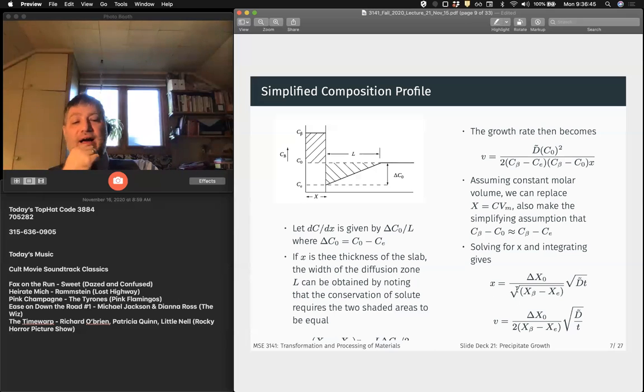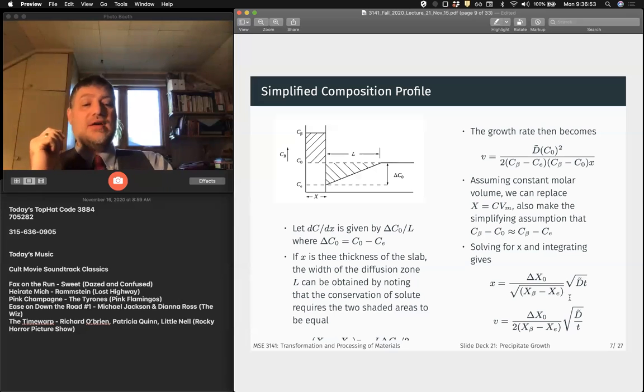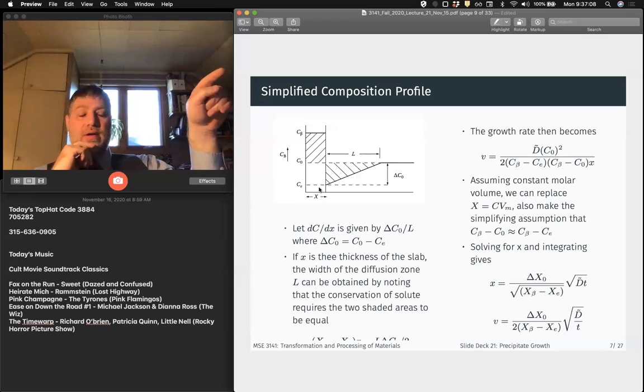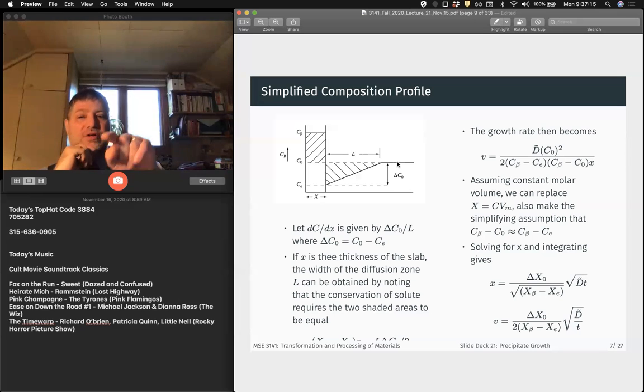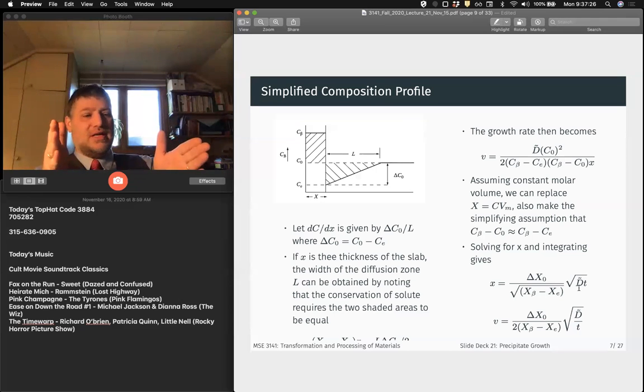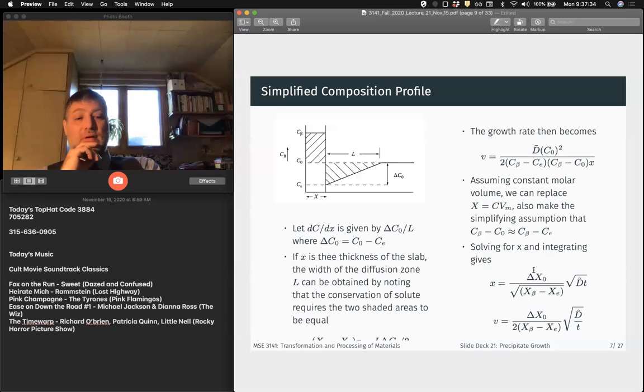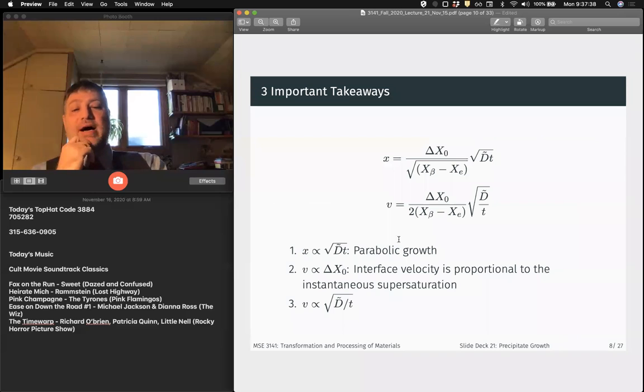This is why my rule of thumb is, whenever I'm thinking about anything that has to do with diffusion, square root of Dt is the first thing to think about. So the position of this interface is going to move with the square root of time, which means what does the square root look like? Meaning it's going to grow fast at the beginning, but as it goes on and on, it's going to grow slower. The amount that it's going to move in a given time increment is going to slow down as we go on. And this is what's called parabolic growth.